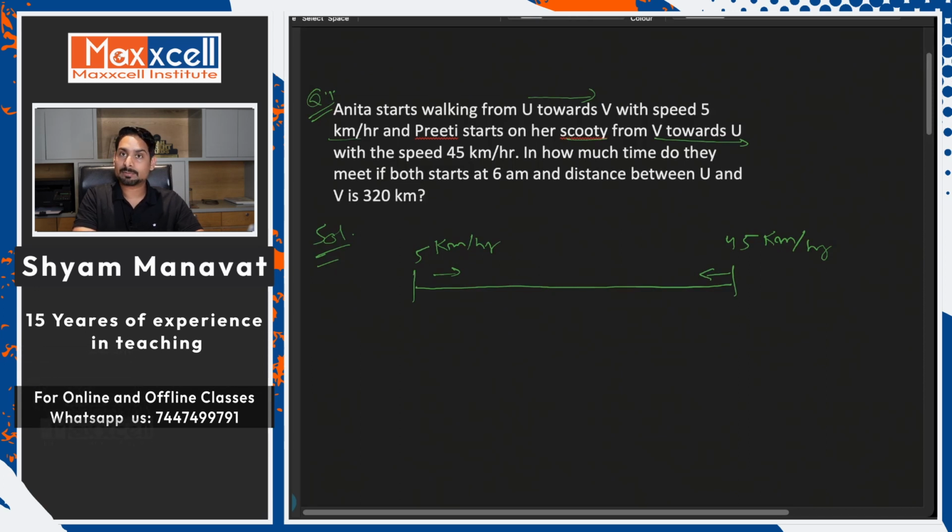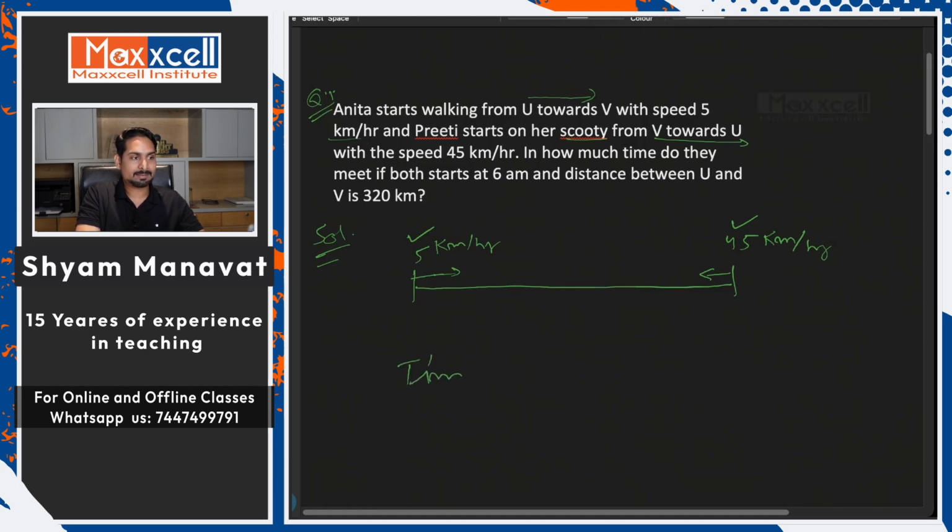Now both of them are moving in the opposite direction. Which concept will we apply? Relative speed. Exactly. So relative speed, two objects are moving at the same time. So speed of one object with respect to other object, when they are moving in the opposite direction, then the relative speed is plus. They are coming closer, so the distance between them will decrease at the rate of what? 5 plus 45, that means 50 kilometers per hour. So after how much time will they meet?